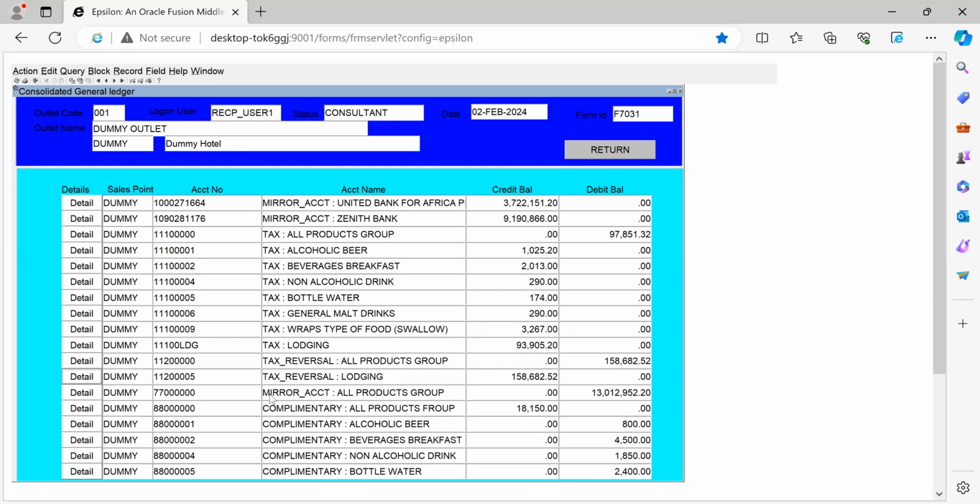Now the next account here is mirror account, all product groups. This is the total amount of transactions that have gone through all the accounts that we have in this Dormi Hotel. So this amount you are seeing here is supposed to be the sum of this amount and this amount. That is, all the accounts this hotel has, the total amount that should be reflecting there due to transactions done under this hotel is 13.0 million.